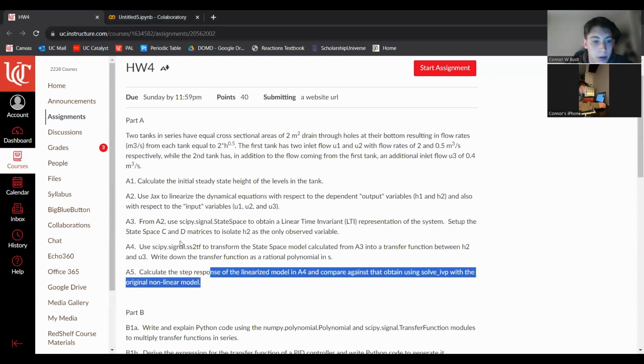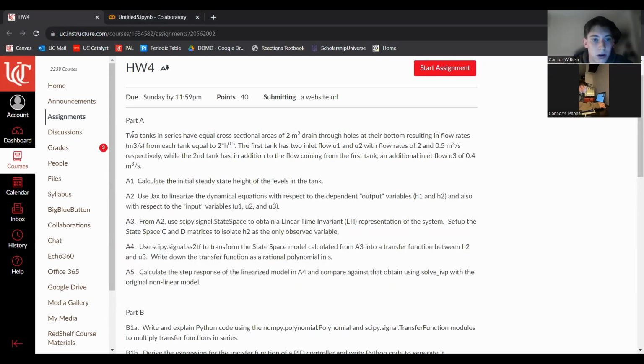Okay, so we're looking at part A here. Again, we have these two tanks in series that we were looking at. They have this cross-sectional area that is equal. That was AC, which is 2 square meters. We are given that the alpha value for Q1, Q2 is 2. We're given U1, U2, and U3 as 2, 0.5, and 0.4 cubic meters per second, respectively. And then for this first part, A1, we want to calculate the initial steady state heights of the levels in the tank. So that is H1, H2 once we reach steady state.